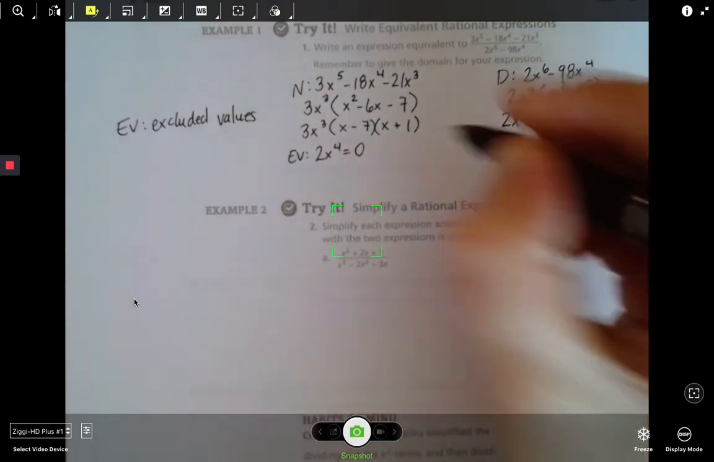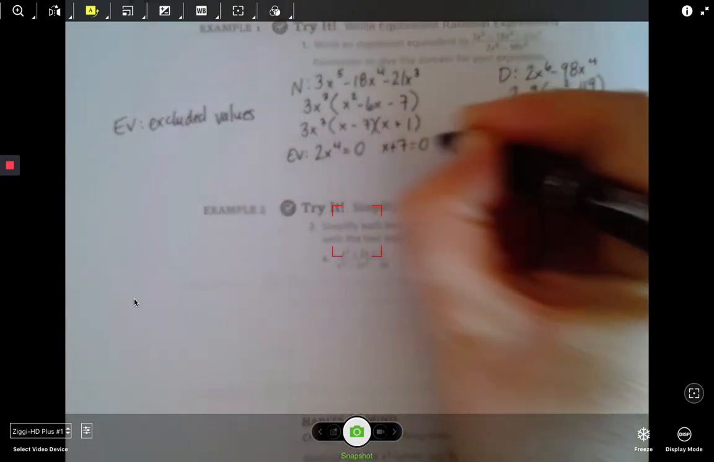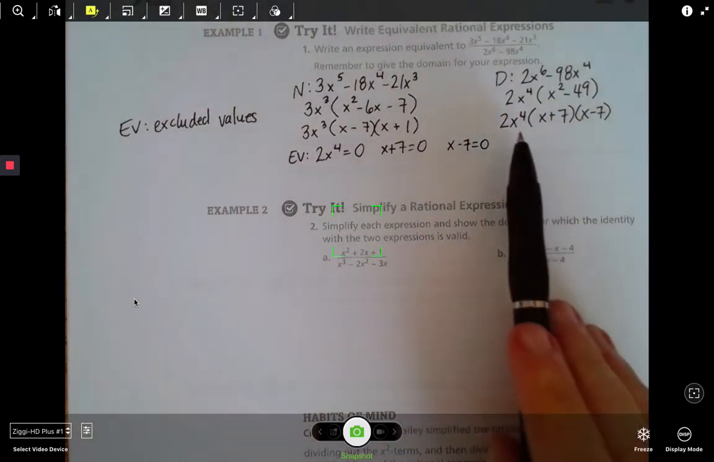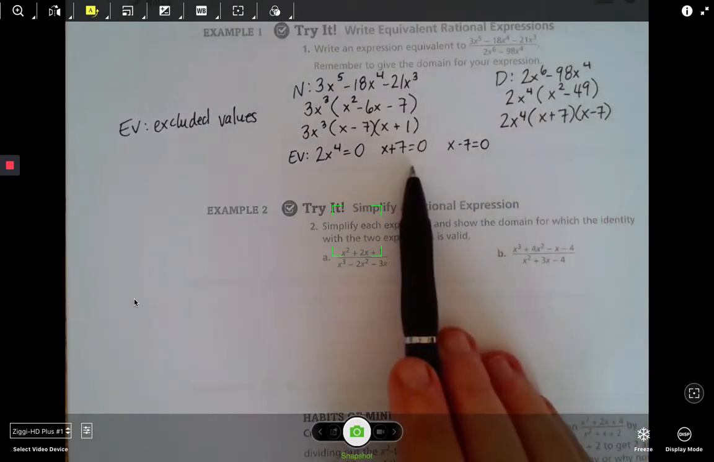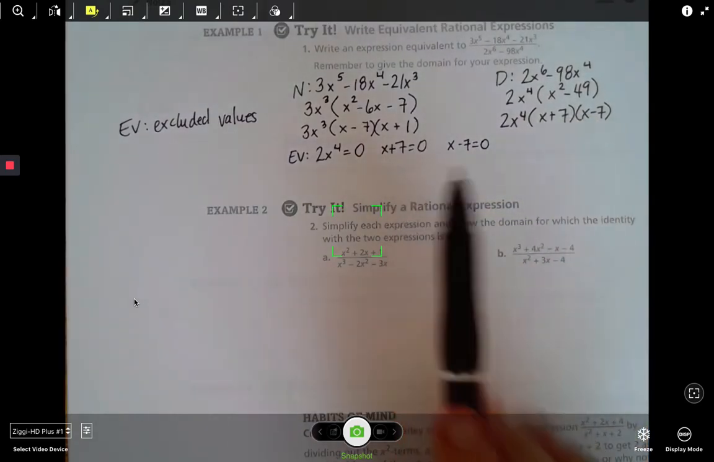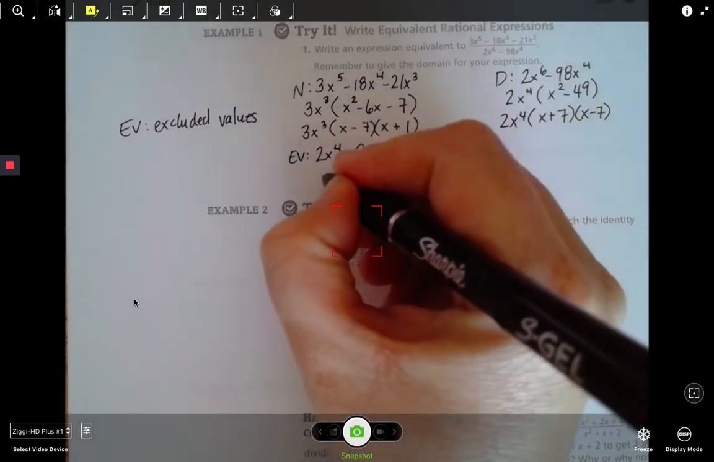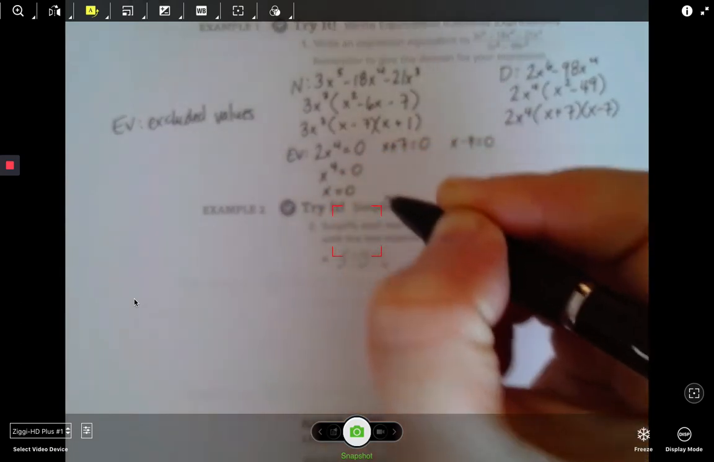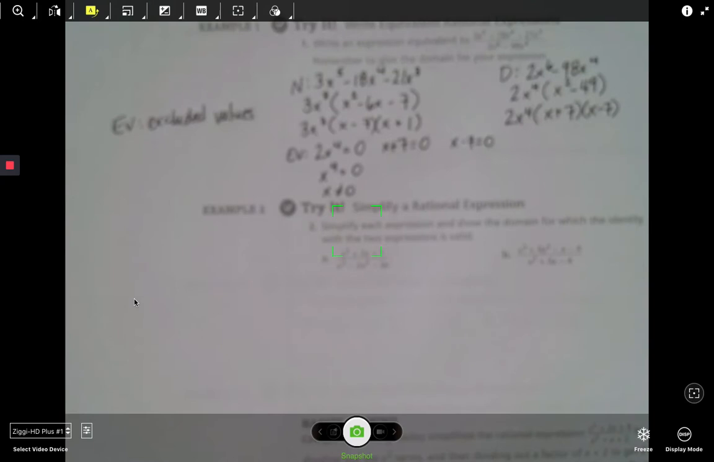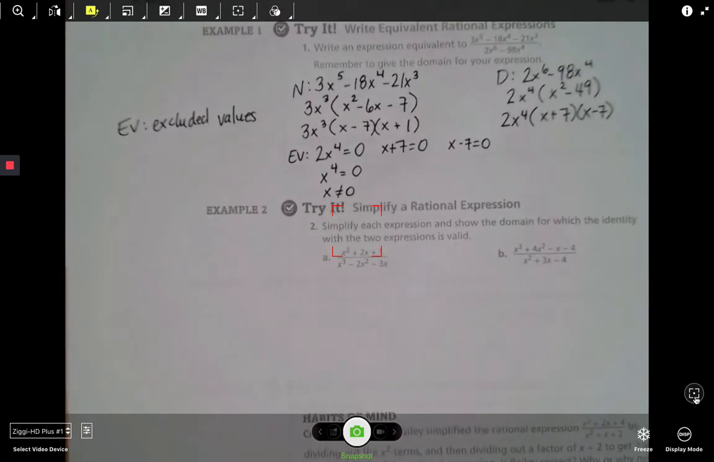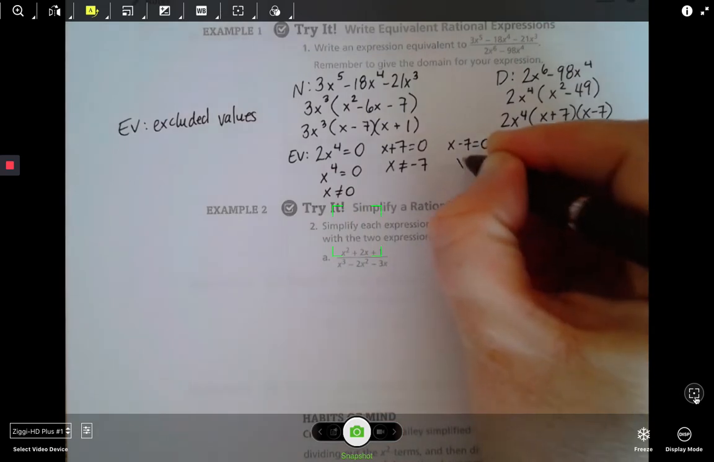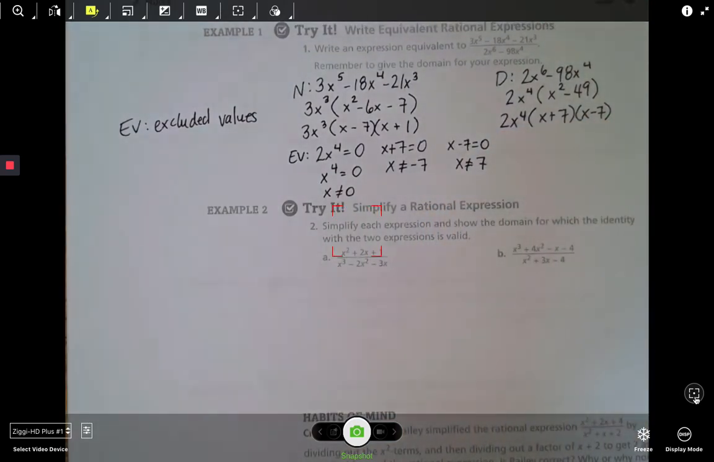2x to the 4th equals 0, x plus 7 equals 0, and x minus 7 equals 0. Do y'all see how I took each individual factor and set it equal to 0? Solve for x. So this would be x to the 4th equals 0, or x equals 0. And really we say x cannot equal 0. Well, why do we say that? Because those are excluded values. And guys, if they're excluded, that means you can't use these values. So this is going to say x cannot equal negative 7 and x cannot equal positive 7.